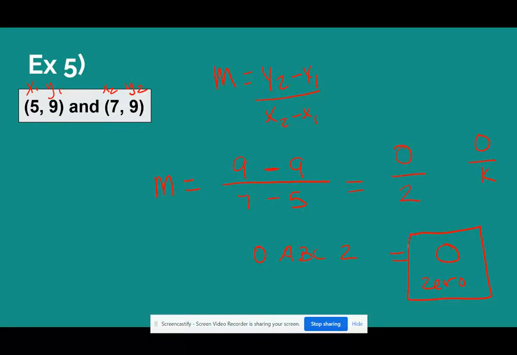Either one works. So we've done slope from a graph, which is rise over run. We've done slope of a table, which is change in y over change in x, delta y over delta x. And now we're doing slope from 2 points, which is kind of just like the table, where we're just finding the difference between two y's, and that's your numerator, finding the difference between two x's, and that's your denominator, and reducing as usual.